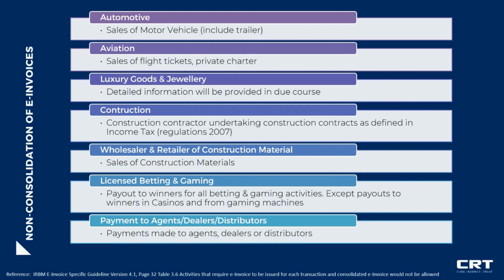And also licensed betting, gaming, and payments to agents or distributors. Okay, so all these industries are not allowed to have the consolidation of the e-invoice. All this information you could find in the guideline as well.